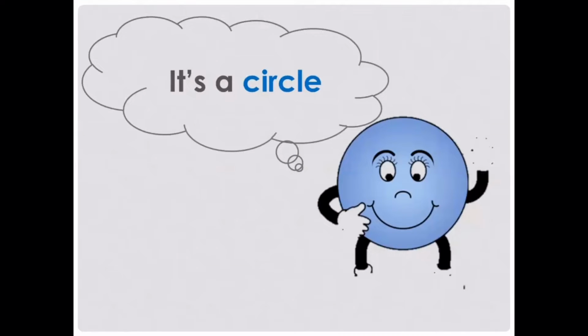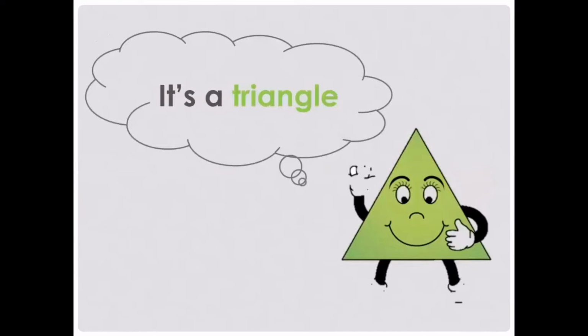It's a circle. What color is the circle? It's a blue circle. It's a triangle. What color is the triangle? It's a green triangle.